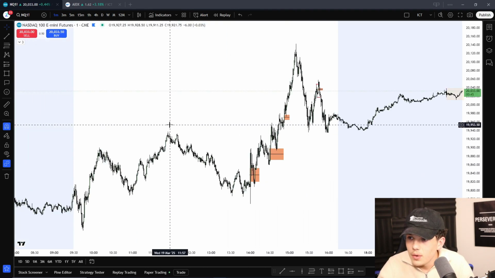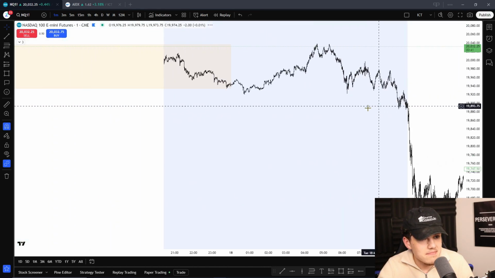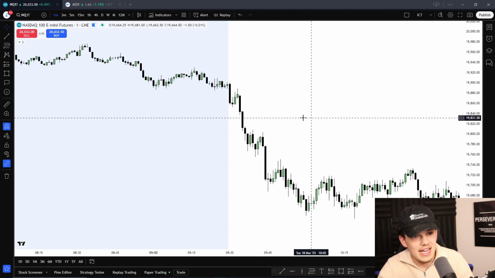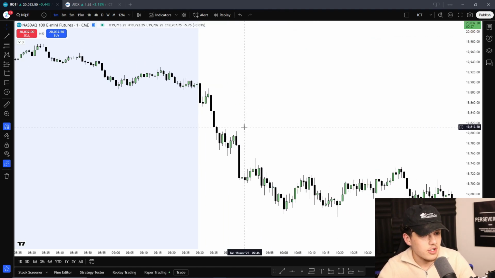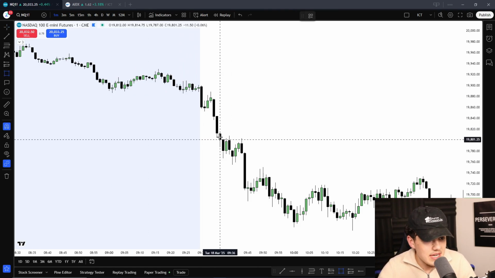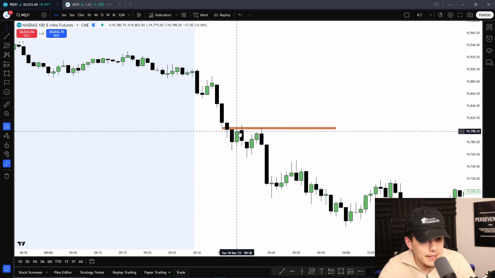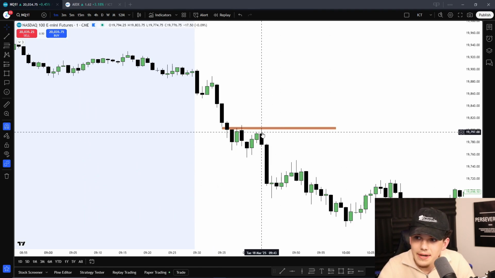Now, we're going to move over and look at just a random session here and try to find an example of where price respects consequent encroachment and indicates that it's not going to go to higher fair value gaps. So you can see here, we draw out this box. Look at the bodies. What happens? The bodies stay below that middle line.